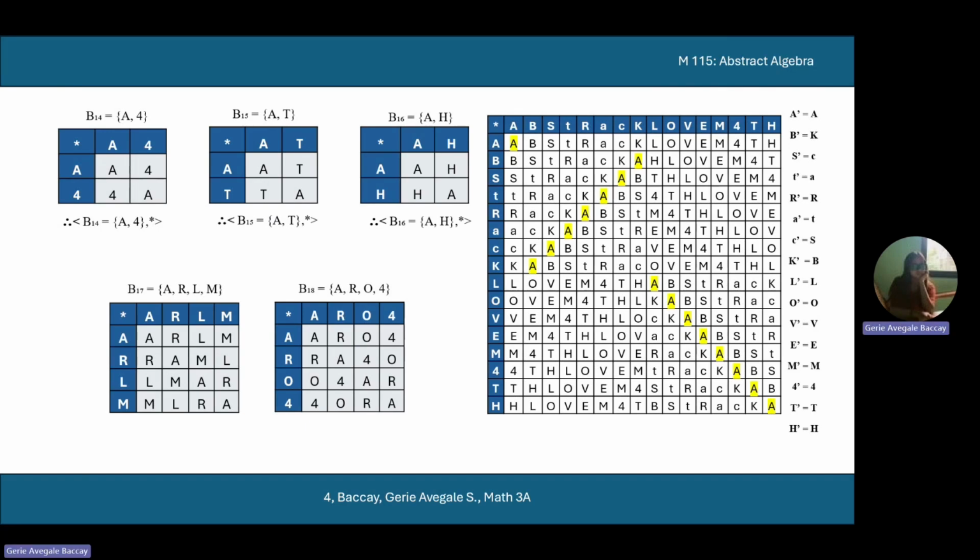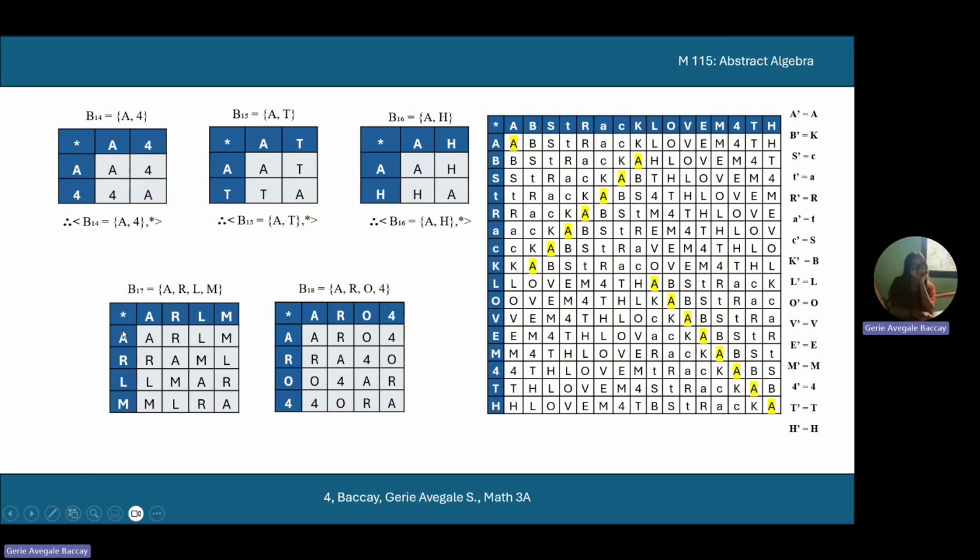Now let's check B sub 17. So we can see that the resulting elements are within the subset. And there is a row that matches the outer top row and a column that matches the outer left column. Their intersection is A, and the identity element A of G is in H. So it satisfies the second condition. Next is the inverse.